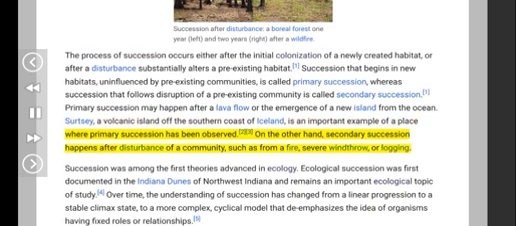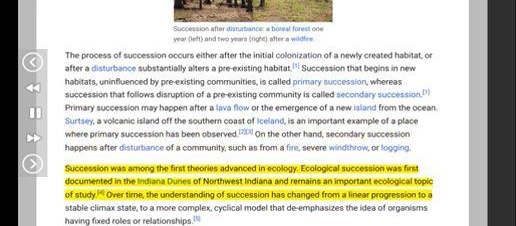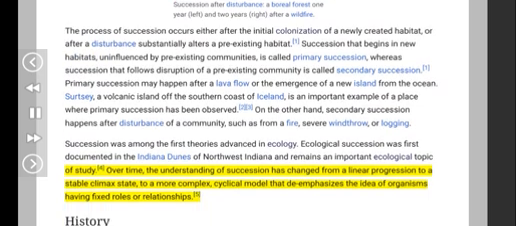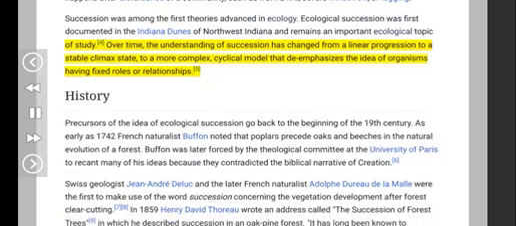On the other hand, secondary succession happens after disturbance of a community, such as from a fire, severe wind throw, or logging. Succession was among the first theories advanced in ecology. Ecological succession was first documented in the Indiana Dunes of northwest Indiana and remains an important ecological topic of study. Over time, the understanding of succession has changed from a linear progression to a stable climax state, to a more complex, cyclical model that emphasizes the idea of organisms having fixed roles or relationships.